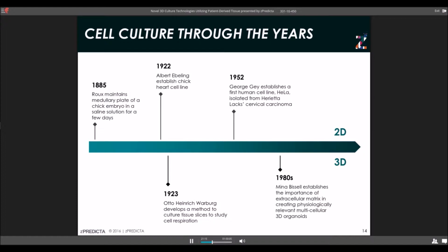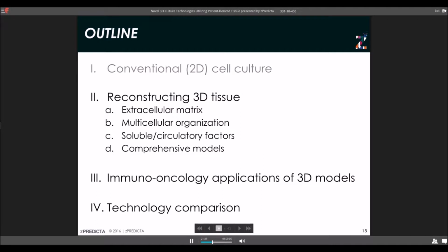So getting away from cell lines that are immortalized and that are, in most cases, not very representative of human disease, now there is a shift in paradigm towards using patient-derived material. To use patient-derived material, you have to have systems that can sustain this material. So really, what do we do to reconstruct this 3D culture tissue and allow the cells to be viable for extended periods of time?